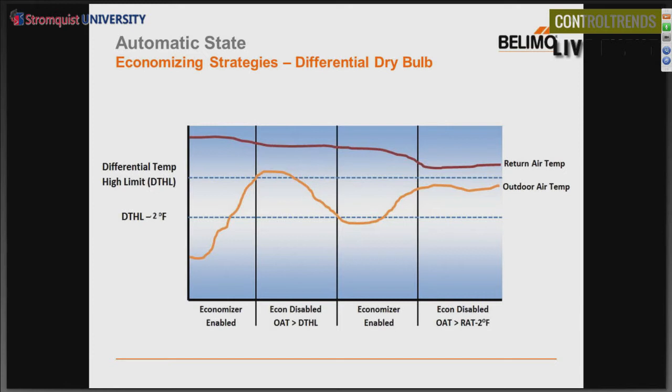Phase 1, your economizing is enabled. In phase 2, your outside air temperature goes higher than the differential temperature high limit, so your economizing is disabled. Now, in this particular case, the temperature needs to drop 2 degrees, just like before, in order for economizing to be enabled again. Once it's enabled, in this particular case, you see that the outside air temperature and the return air temperature lines are closer than 2 degrees. So economizing is disabled. The delta T of that temperature would have to rise 4 degrees in order to re-enable the economizer.